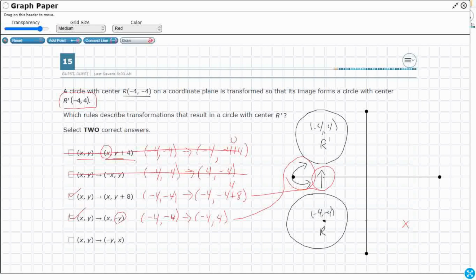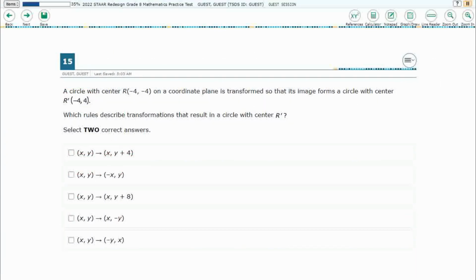So it's the third and fourth options so far. There are only two choices we can choose, so I'm pretty sure the last one is going to be wrong, but let's double check. (x, y) goes to (x, -y). My y is -4, so that's going to end up being 4. And then my x is going to stay the same, so that's just -4. And so no, that gets me down here again. So my answer is going to be the third and fourth option.